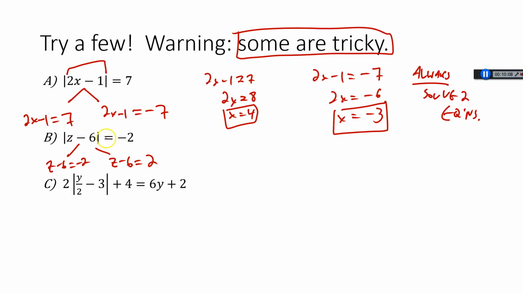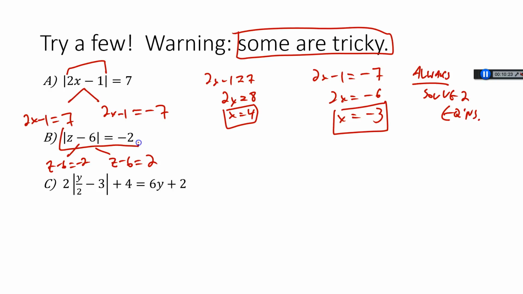Negative 8 minus 6 is negative 14. Or sorry, this gives you positive 8. 8 minus 6 is 2. Absolute value of 2 is positive 2. That doesn't work. And over here, this would give us positive 4. 4 minus 6 is negative 2. Absolute value of negative 2 is positive 2.